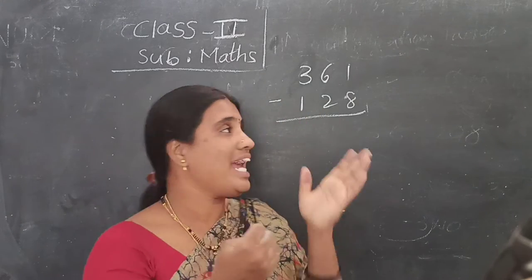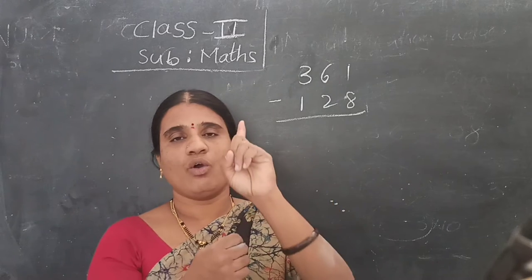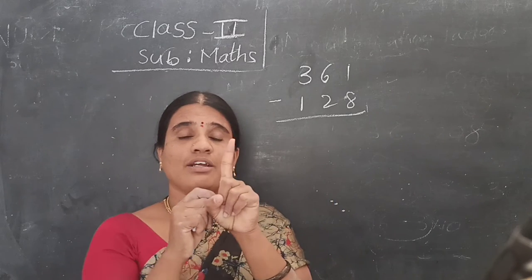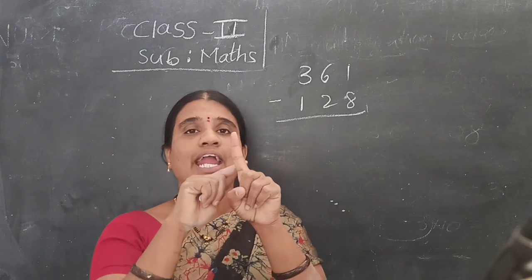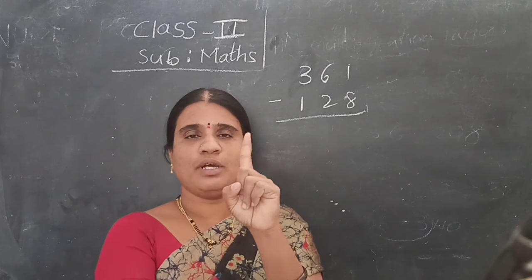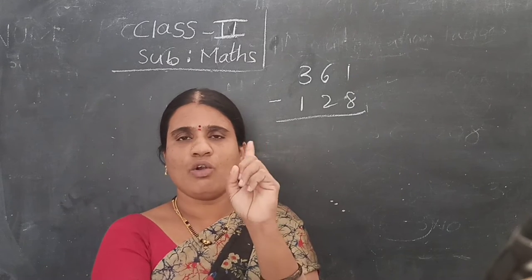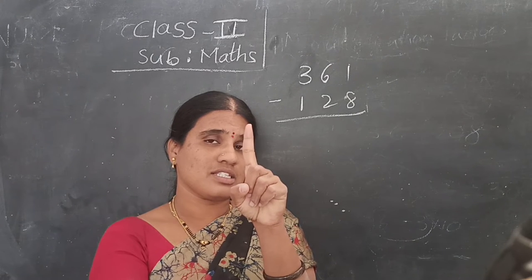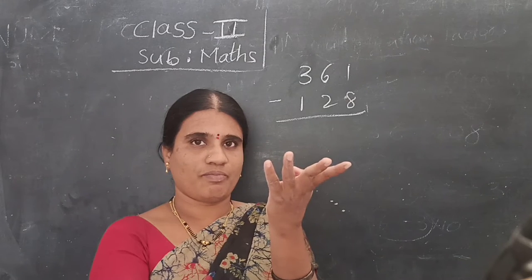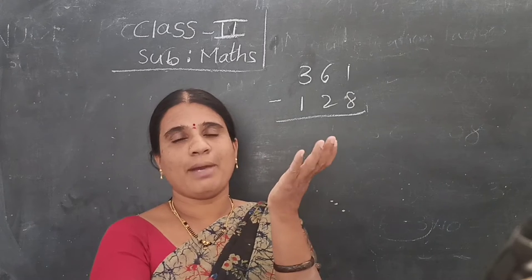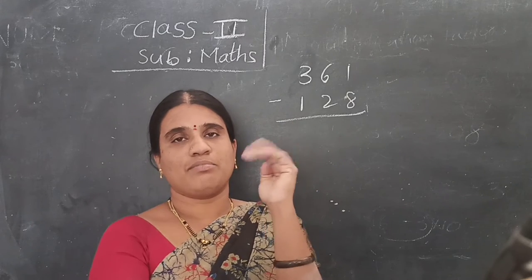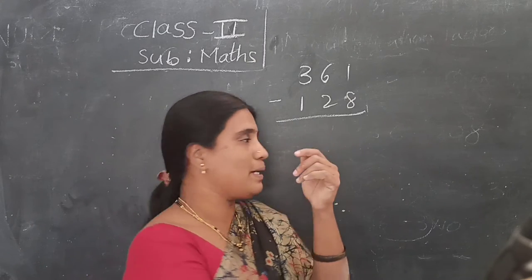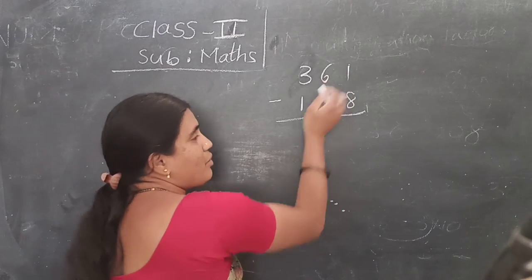But here we have the reverse. Here we have only 1 finger, but we have to close 8 fingers. Is it possible? Actually, we are opening only one finger. How can you close 8 fingers? It's not possible. So, we have to borrow from the next 10s number. You know, I have already said. So, here we have to borrow.